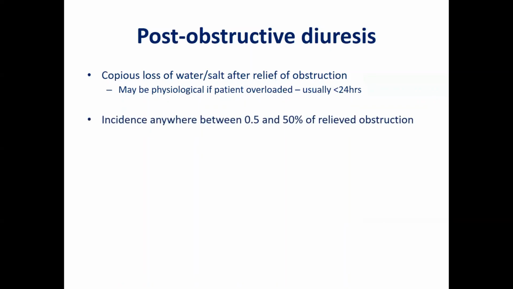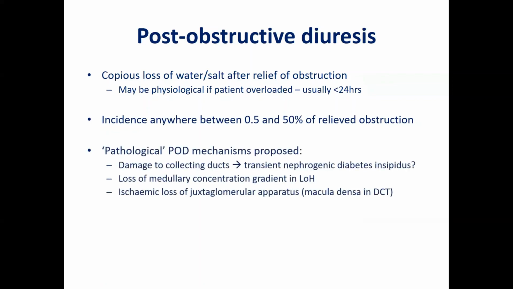We don't know how common it is. Various studies have said anywhere between 0.5 and 50% of relieved obstructions. And what we think is, whilst there is probably a degree of a physiological response to sorting out your fluid balance, actually there's probably a pathology there as well, where you've damaged your collecting ducts, which creates a transient diabetes insipidus. You may lose the ability to concentrate the urine temporarily in the loop of Henle, or there may be something happening higher up in the kidney's feedback mechanisms.